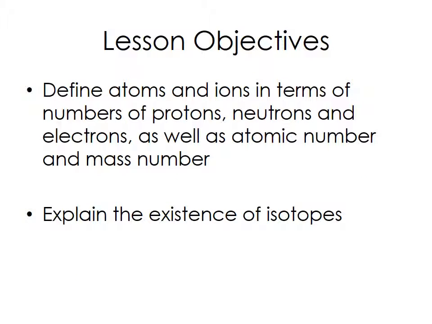Back to our lesson objectives, which were to define atoms and ions in terms of number of protons, neutrons and electrons, as well as atomic number and mass number, and explain the existence of isotopes. As usual, if you don't understand these, go back and look at your textbook, go back and watch the video, do whatever you have to do to make sure you understand it before you start the lesson.